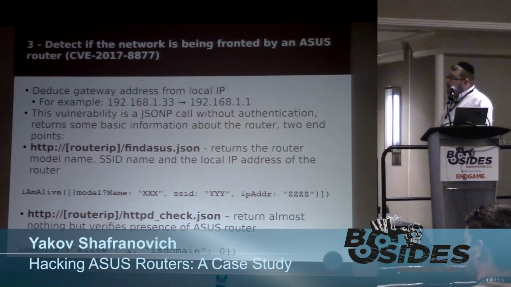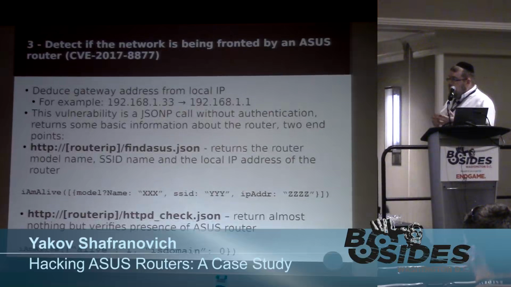That is the endpoint that you need to hit. If you hit that endpoint on IP, it will give you that information. The information is very basic. From a security angle, it sounds pretty innocent. All it's going to tell you is what is the model, what is the SSID of the network, and what's the IP address of it.